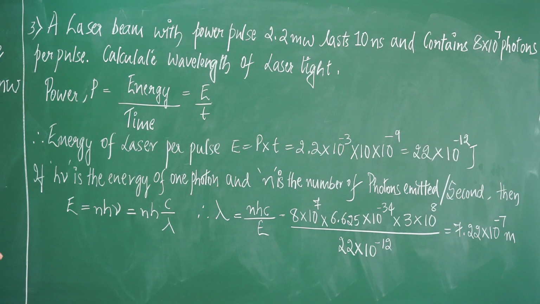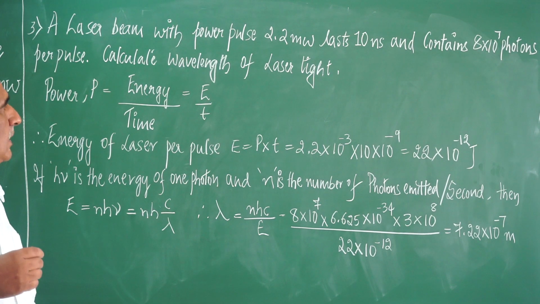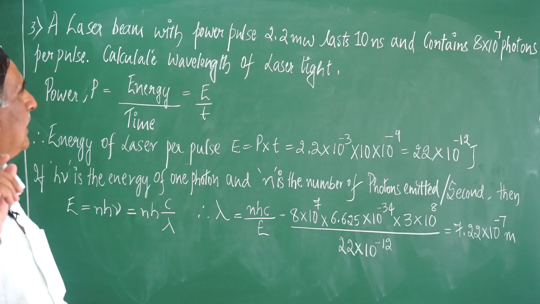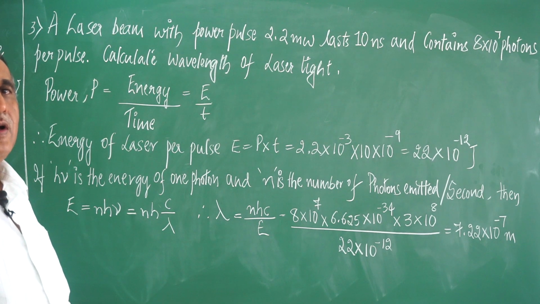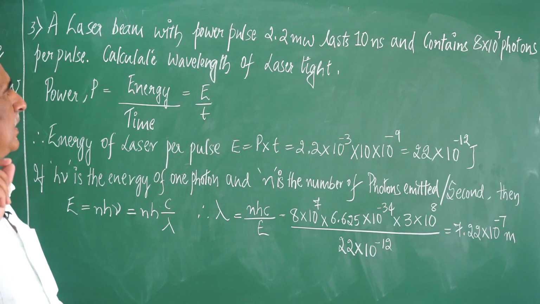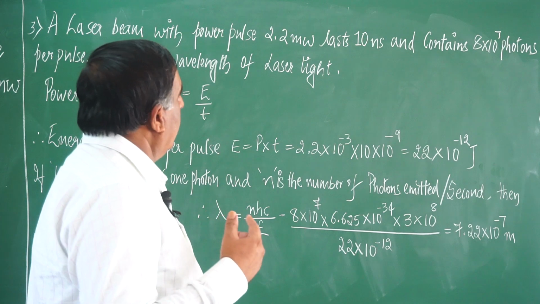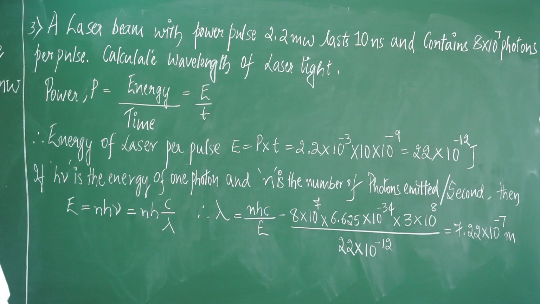Observe carefully, this is a slightly different problem compared to the previous two problems. Here the power of one pulse is given as 2.2 milliwatt, which lasts for 10 nanosecond. It is from the pulse laser. It again contains 8 into 10 raised to 7 photons per pulse. Calculate the wavelength of laser light.